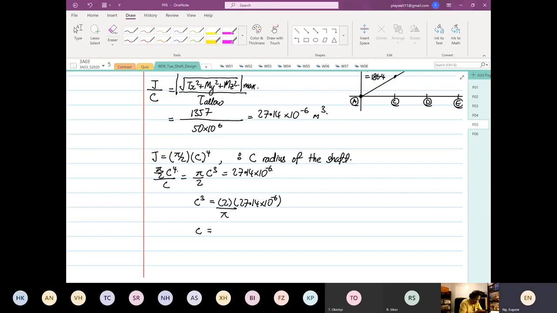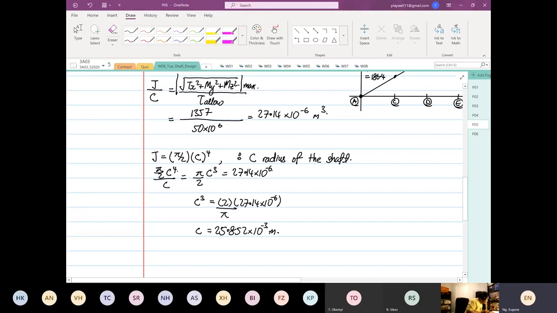Wait, I got something wrong. 27.14 times 10 to the power minus 6 times 2 divided by pi equals, okay, and then the cube root of my answer is equal to 25.852 times 10 to the power minus 3 meters.